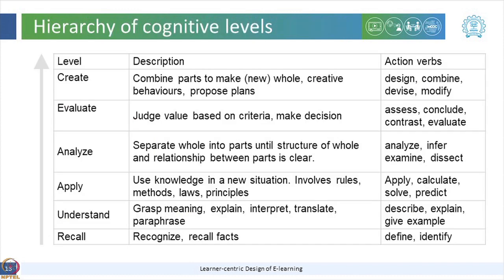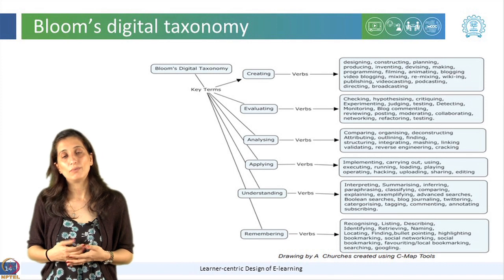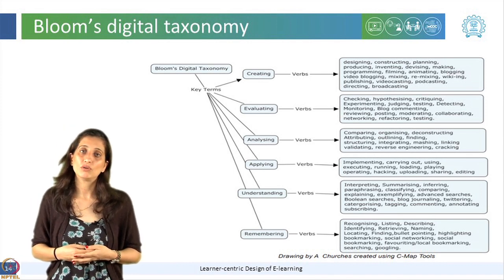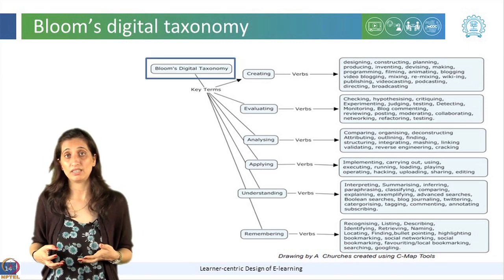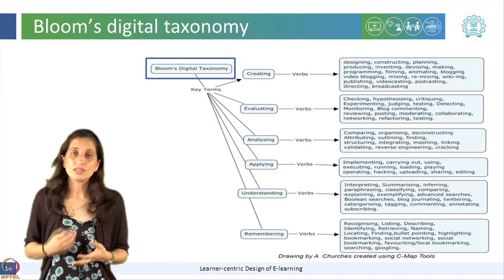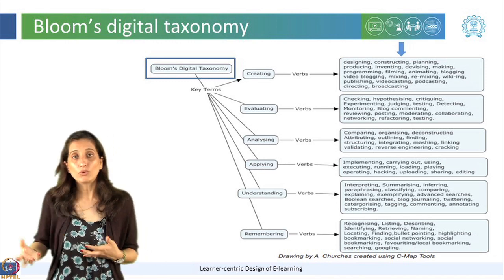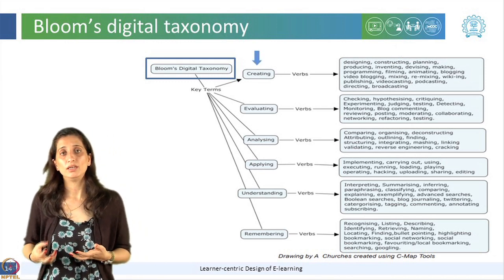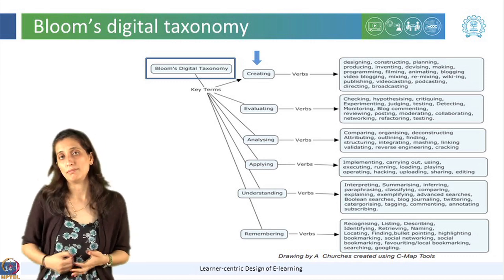Based on these learning taxonomies, the table here shows the hierarchy of different cognitive levels with their respective descriptions and action verbs to be used while defining learning outcomes. As an extension of the revised Bloom's taxonomy, Andrew Churches in 2008 developed Bloom's digital taxonomy, which creates a hierarchy of learning activities in a digital environment. Churches' taxonomy incorporated new digital keywords such as uploading, bookmarking, networking, corresponding to each taxonomical element to be more inclusive of digital technologies and digital cognitive outcomes.